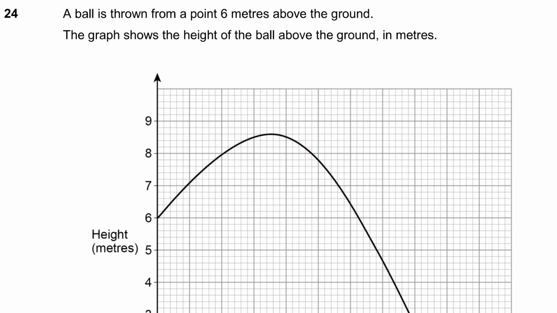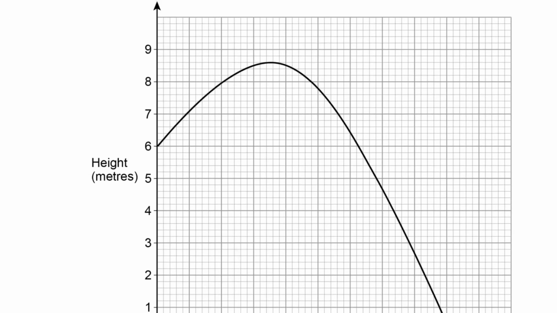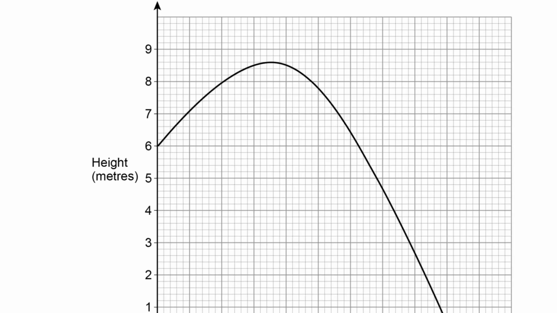Question 24. A ball is thrown from a point 6 meters above the ground. The graph shows the height of a ball above the ground in meters. Now 6 meters is probably about roof height of a house. So imagine you're standing on the roof and you throw a ball off the roof. The first part of the journey, the ball is going to go upwards, but then due to gravity it starts to fall to the ground and hits the floor a fair distance from the house, something like that.